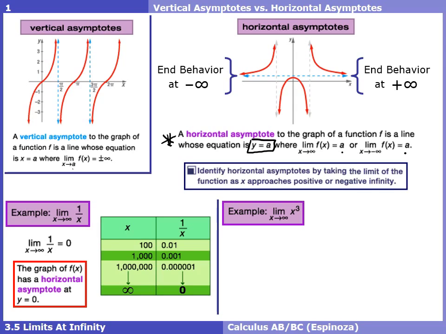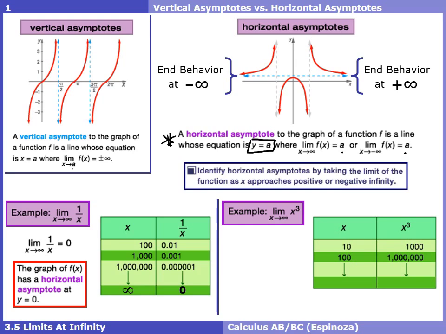Now, what if we take the limit again as x is going to infinity of x cubed? This one might be a little bit easier to see without having to do a table, but I'm going to still make a table nevertheless, just so you can see the pattern. As x gets bigger and bigger and bigger, as it approaches infinity, what's happening to the function x cubed? Well, when we plug in 10, we get 1,000. When we plug in 100, we get 1,000,000. And you can see right away, as x gets bigger and bigger and bigger, as it approaches infinity, x cubed is also getting bigger and bigger and bigger, so it's also approaching infinity.